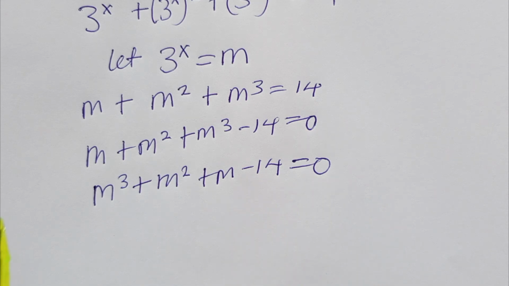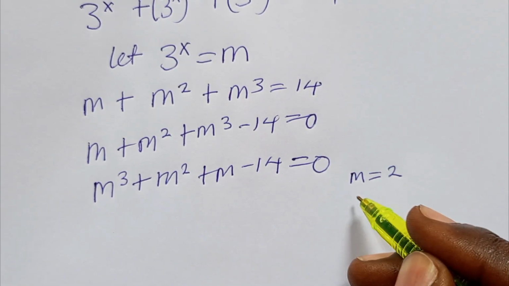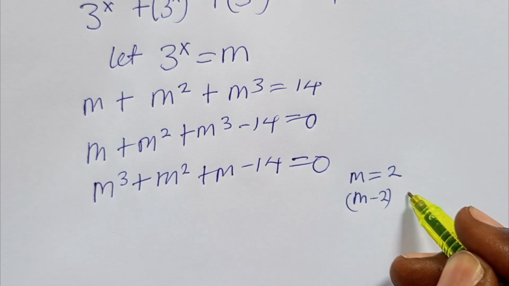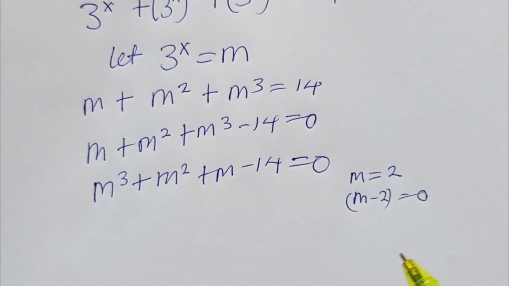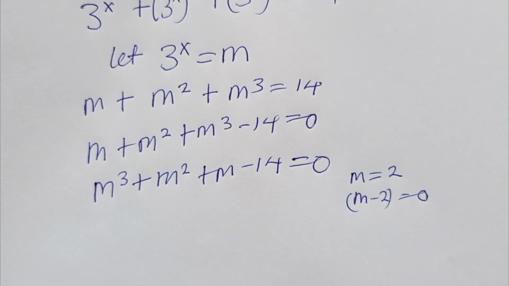But if we try 2, 2 cubed is going to give us 8, plus 2 squared, which is 4. So 4 plus 8 is 12, plus 2 is 14. 14 minus 14 is going to give us 0. So hence we know that m as 2 will satisfy. So m minus 2 should be a factor. How do we ensure we have m minus 2 as a factor? Let's try and manipulate this so that we can actually have that.